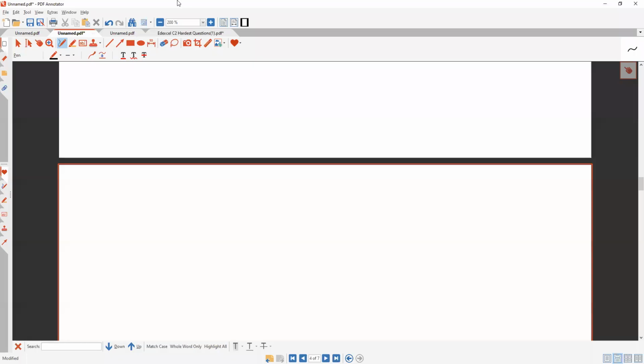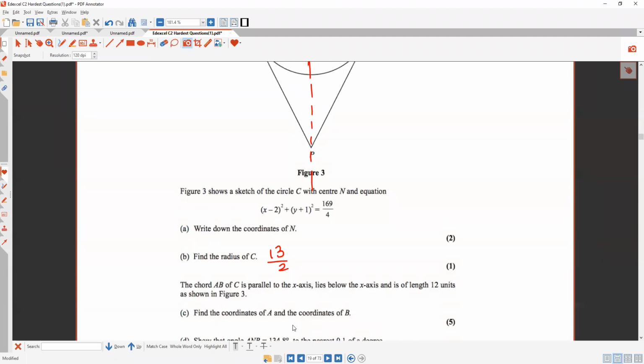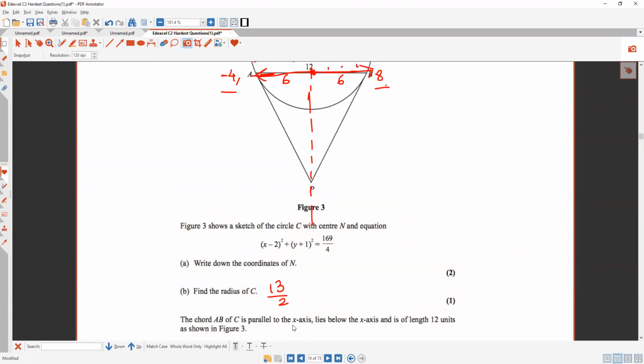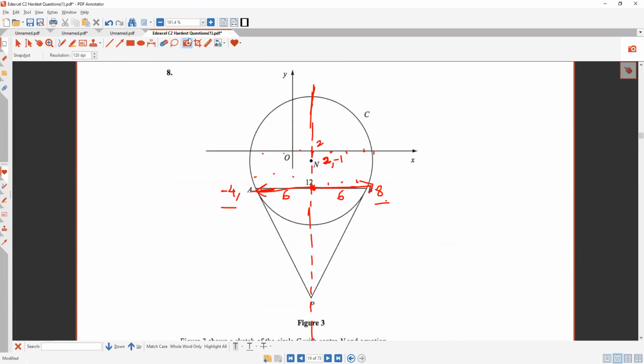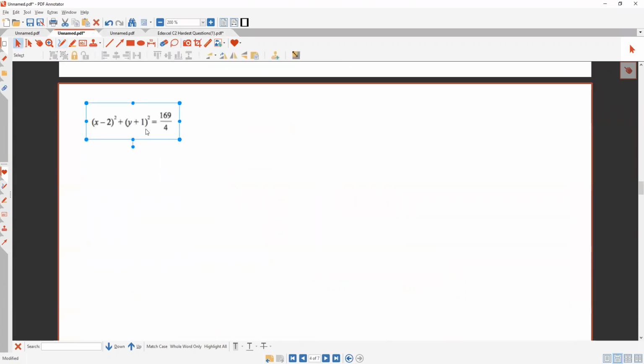Okay, I'm pausing the recording. Some of you asked me to do the C part for you all: find the coordinates of A and B. I think I already explained how I got -4 and 8. So let me try that. In place of x, let me give 8.